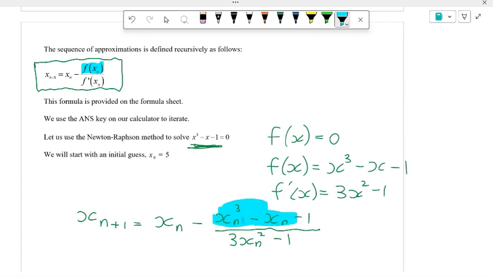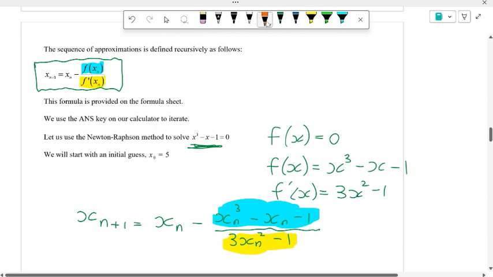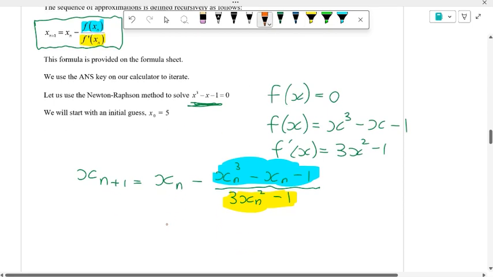Just to highlight, this piece here is the function evaluated at xn, and this piece here is the derivative evaluated at xn. And what the question says is start off with x naught equal to 5. So x naught is 5.